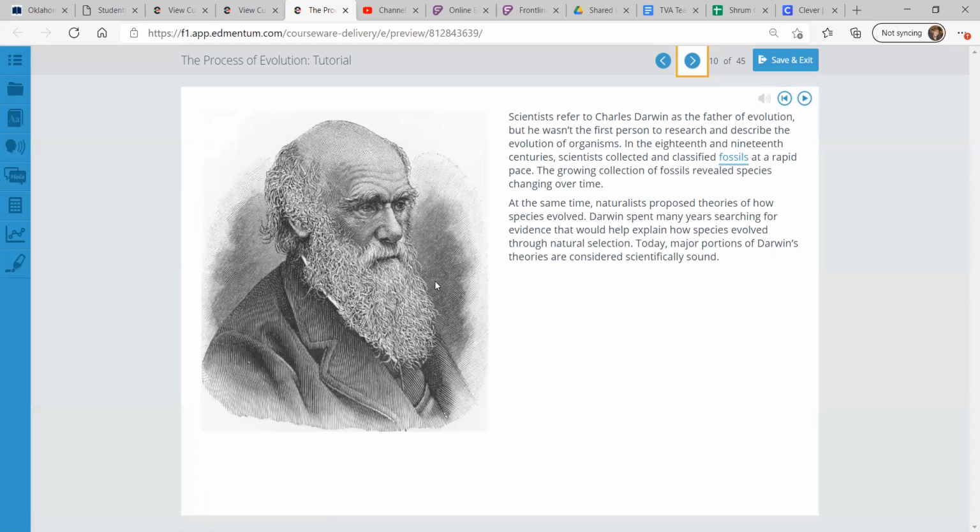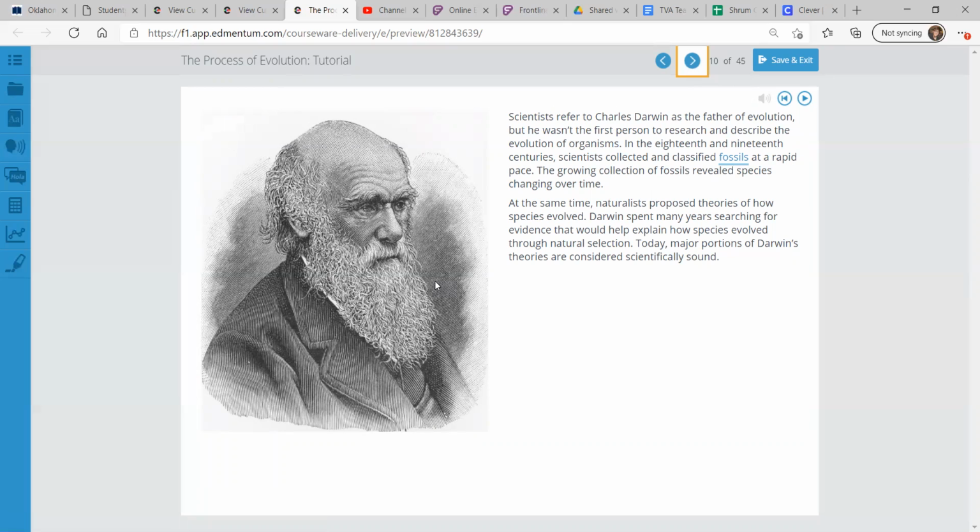Here is a sketch of Charles Darwin, and scientists refer to him as the father of evolution. He wasn't the first person to research and describe evolution of organisms, though. In the 18th and 19th centuries, scientists collected and classified fossils at a rapid pace. The growing collection of fossils revealed species changing over time.